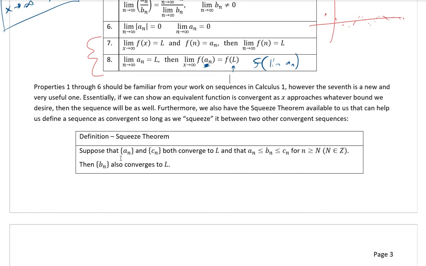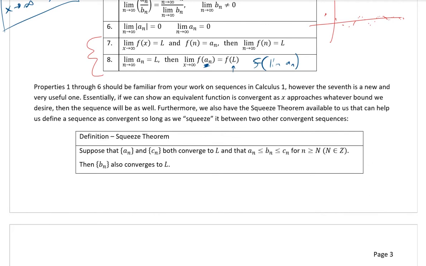We also have something called the Squeeze Theorem. You may also be familiar with this, but this is helpful for some sequences that aren't as clean to work with. If you can squeeze them, though, between two convergent sequences, then you can confirm that it is convergent. Literally, it is just about squeezing.